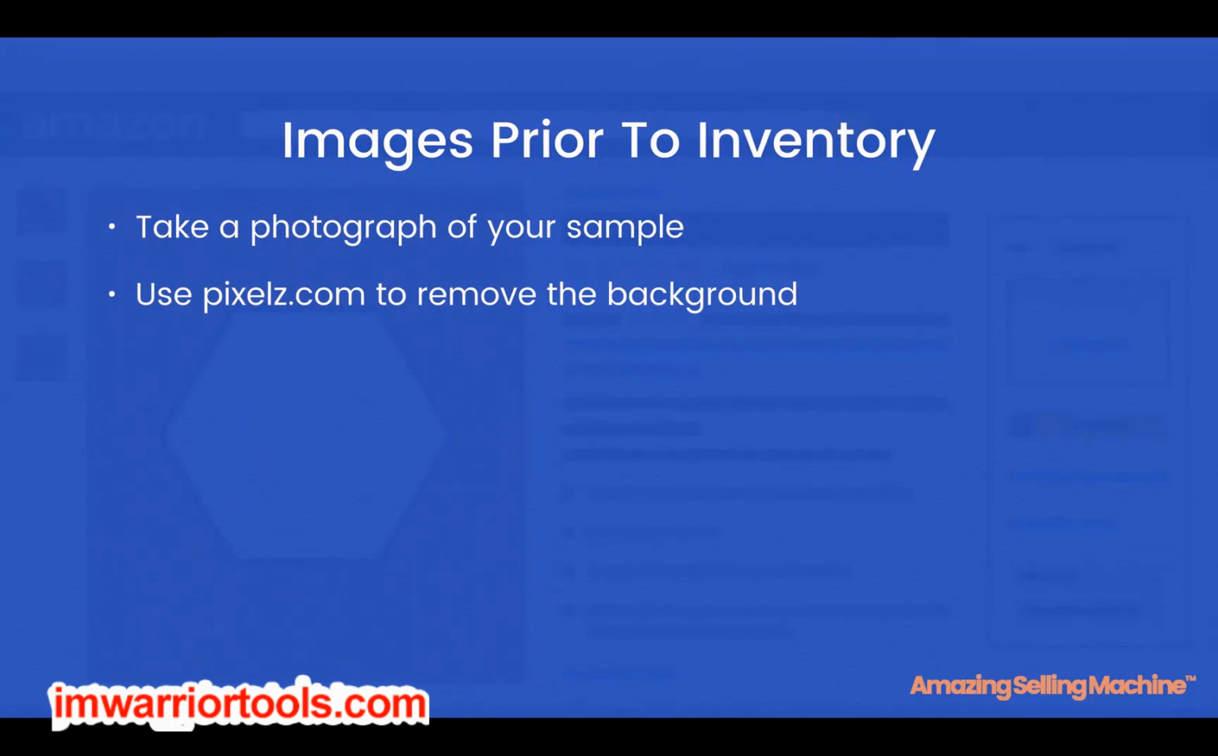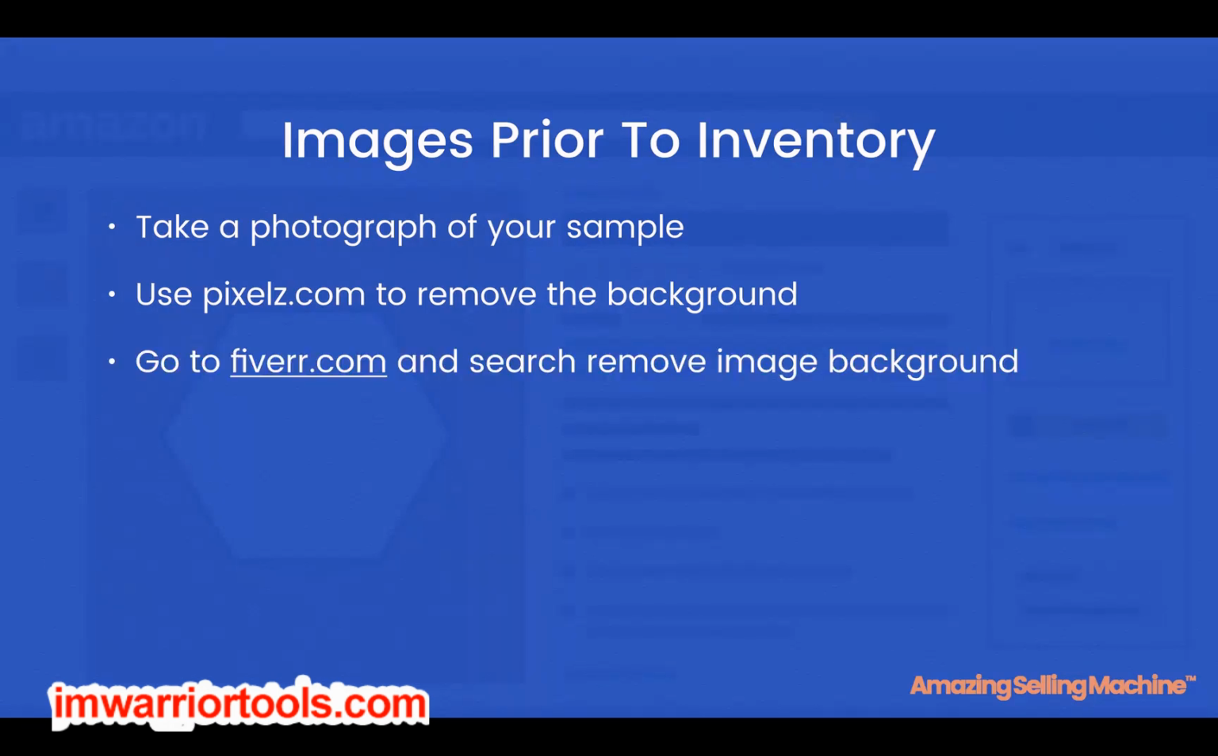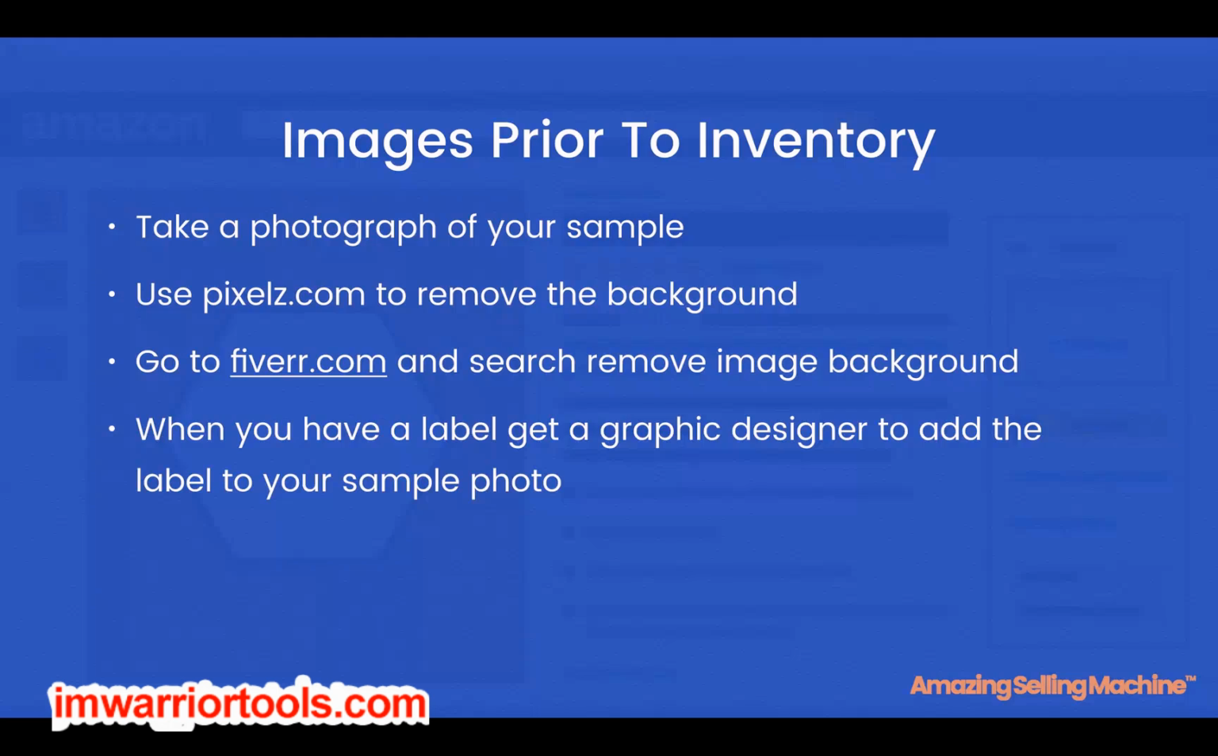It's a really cheap service. I think it's about $2. You upload your picture and they will remove the background for you, making it a pure white background. And you can also go to fiverr.com and search remove image background, although this will be a little more expensive. And when you have a label, you can get a graphic designer to add the label to your sample photo if your product has a label on it. And you can also do this with your logo.